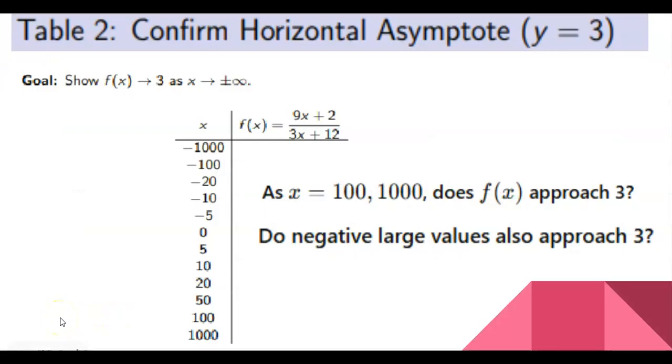Now, after determining the vertical asymptote and observing the behavior of the graph on both sides of it, we will confirm the horizontal asymptote is indeed y is equal to 3. We ask ourselves, as x becomes very large positive or very large negative, where does the graph approach? So this is the table of values we need to complete, and here are the guiding questions. When x is equal to 100 or 1000, does f of x approach 3? And then do negative values of x approach 3? So we'll perform direct substitution to complete this table of values.